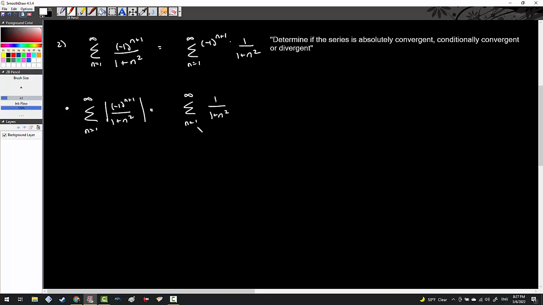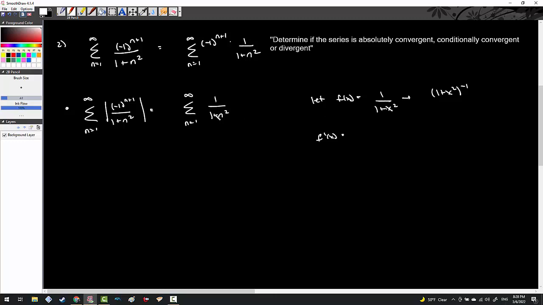Now I'm going to let f of x equal 1 over 1 plus x squared, or rather 1 plus x squared to the negative 1. I think we all see what I'm about to do, but if you don't, I'm about to initiate the integral test on this. The reason I'm using the integral test on this one is that it looks like something that could be integrated, right?